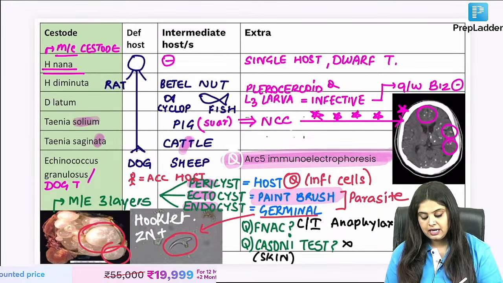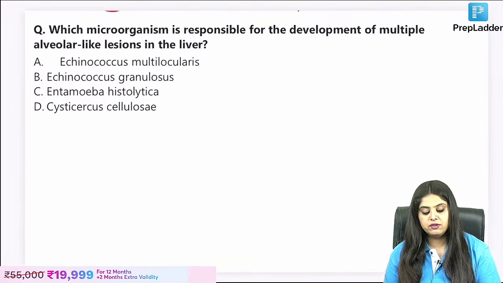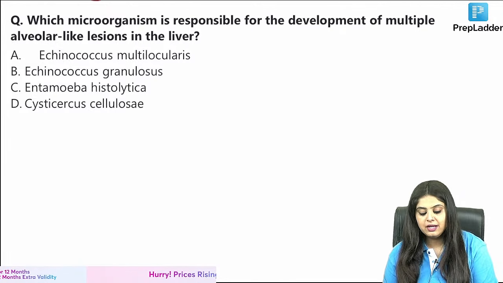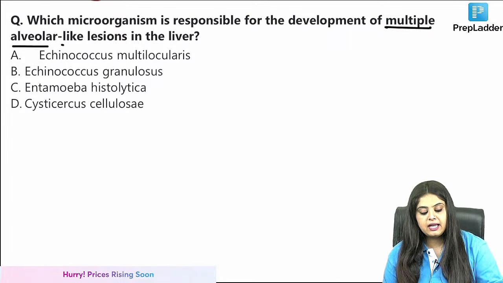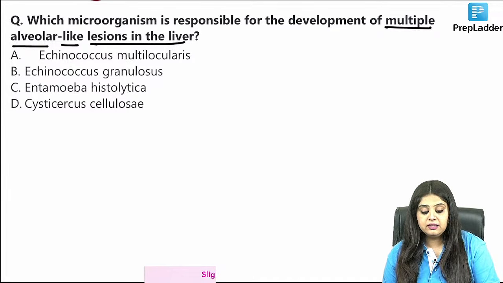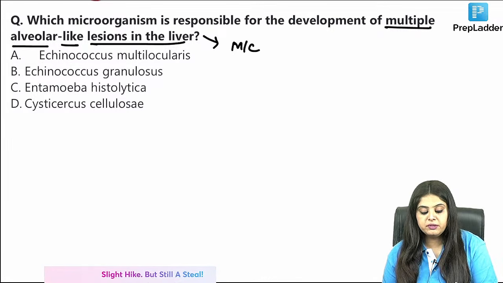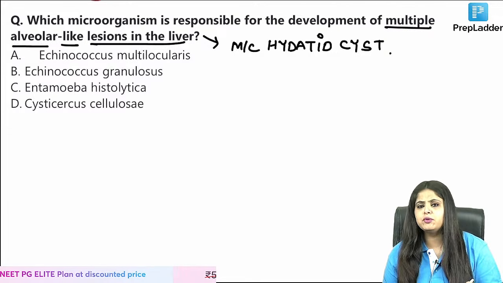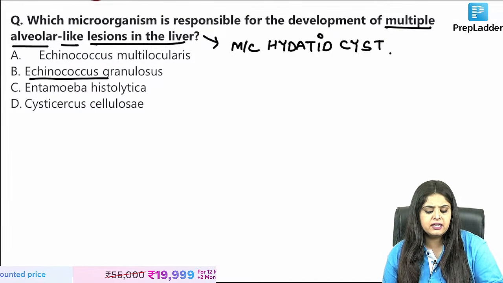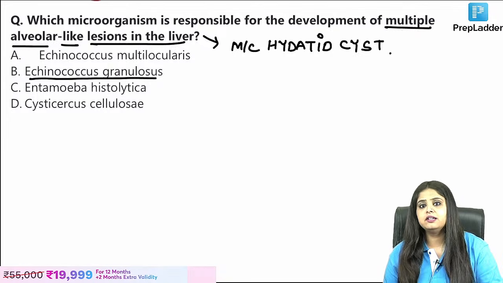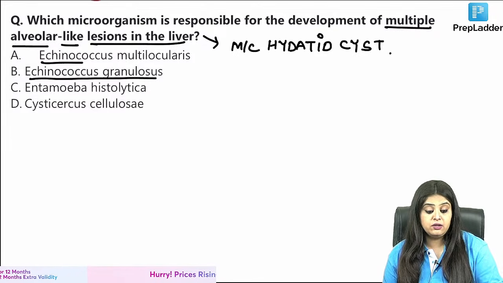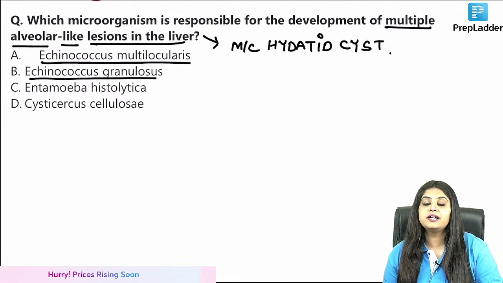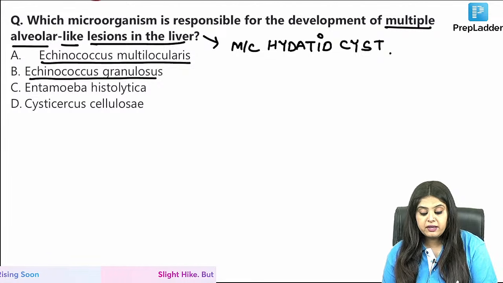Is that okay? Now I want you to answer the next question. Which organism is responsible for multiple alveolar-like lesions in the liver? I told you the liver is the most common site of hydatid cyst. So now tell me the answer. Many of you are saying A, some of you have said B, because ma'am, you just taught echinococcus granulosus. Does that cause hydatid cyst? Yes. Does echinococcus multilocularis also cause hydatid cyst? Yes. Both of them cause it where?